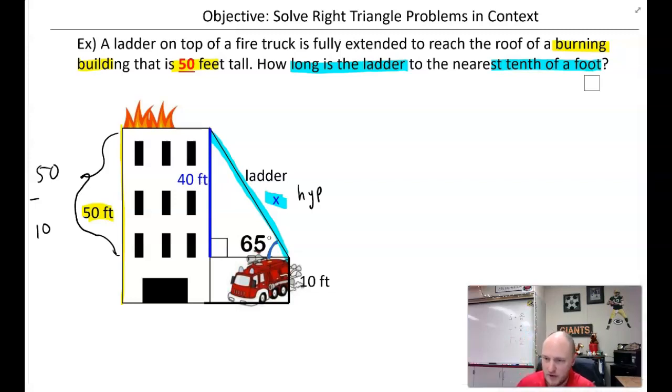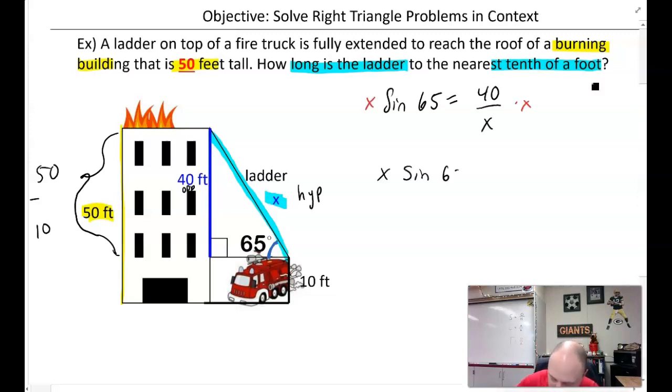Okay, well, if I want to go ahead and solve, I am given information about the side opposite, and I'm solving for hypotenuse, so this is a trig sine function. So sine of 65 is equal to 40 over x. So there's my equation, and I'm going to go ahead and solve this. I'm just going to multiply each side by x. So we get x sine of 65 is equal to 40. We'll divide both sides by sine of 65, and we'll get x is equal to 40 over sine of 65.